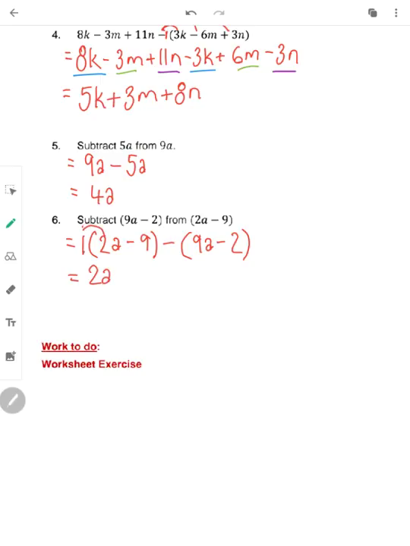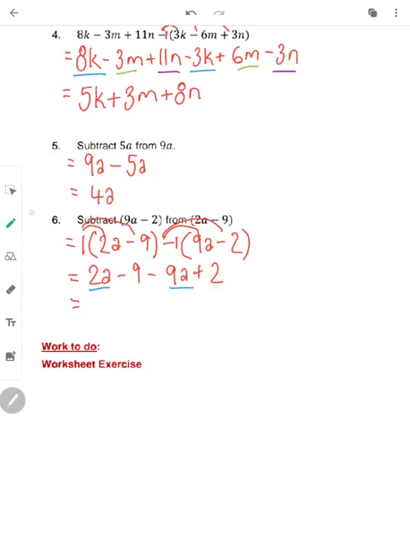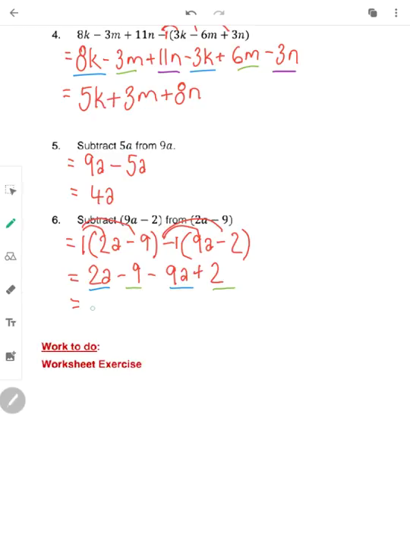We are of course multiplying 1 into the first set of brackets, but into the second set of brackets we have to multiply negative 1. So 2a minus 9 subtract 9a plus 2, because we're multiplying a negative by a negative for that second term in the second set of brackets. So like terms in this case would be the a values that we can simplify, and then the constant values we can simplify. And it gives you 2a minus 9a is negative 7a, and then negative 9 plus 2 is negative 7 as well. And there we go.